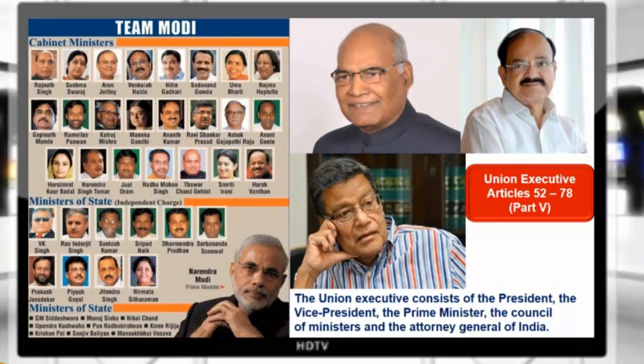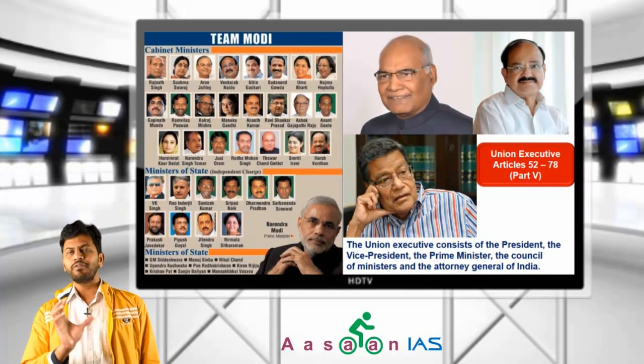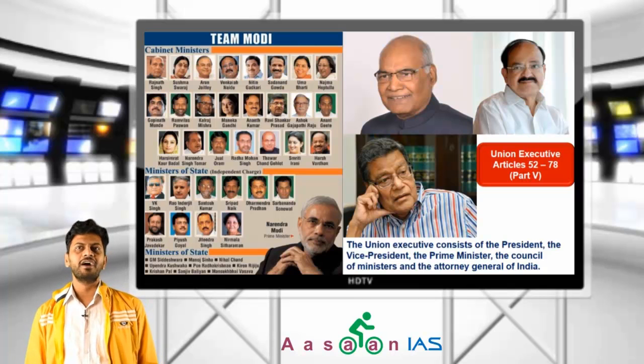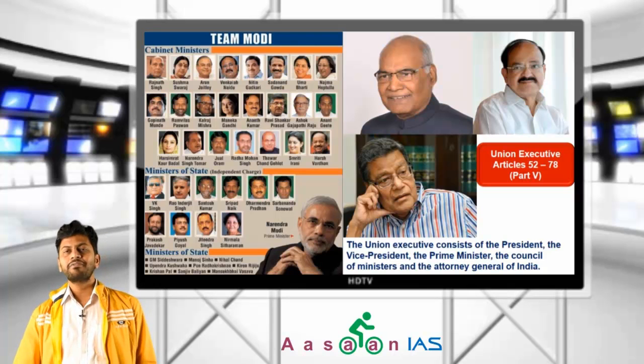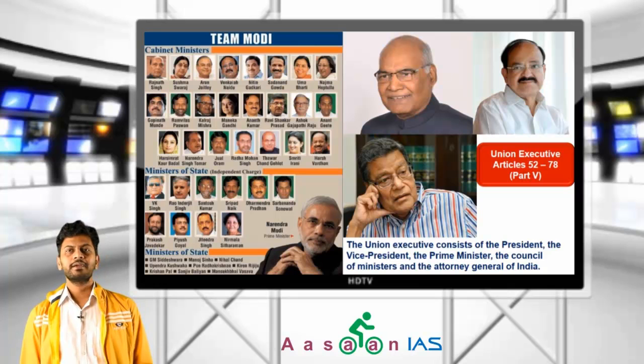CAG is not part of union executive. All the things you understand once we do certain more topics. So please have patience for that. So for the time being, understand the president, the vice president, the prime minister and the council of ministers and the attorney general of India, they all together form the union executive. Getting me?